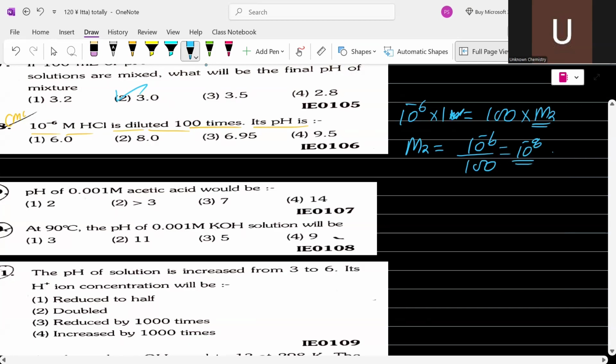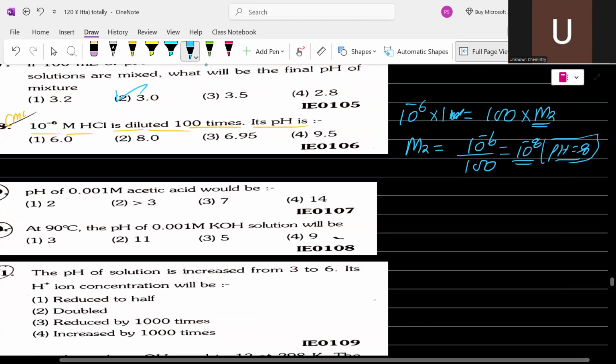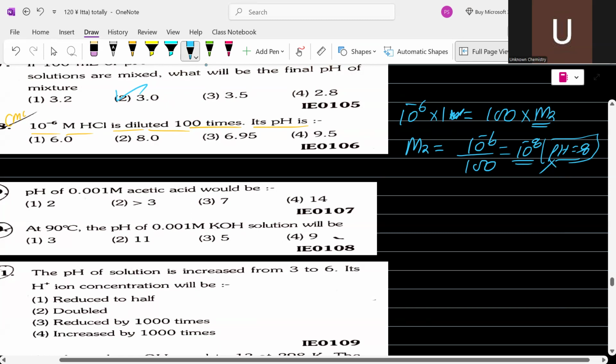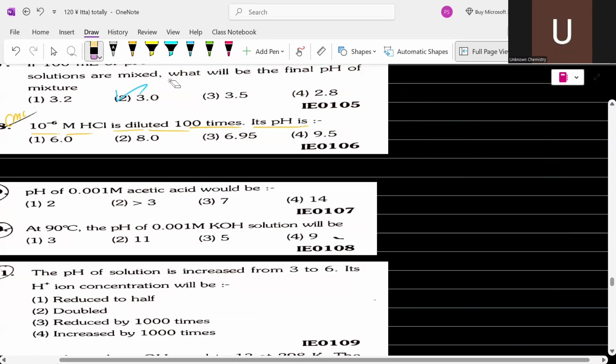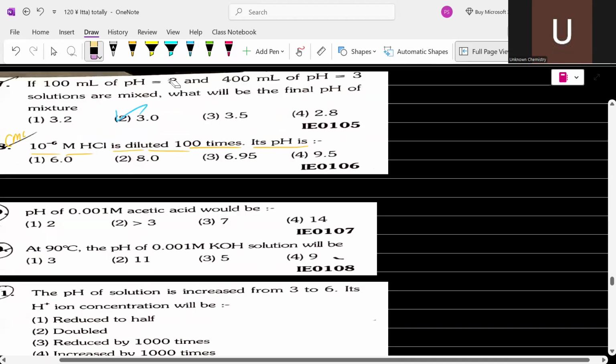And the pH of the solution will come 8, which is not possible. Please understand this concept. So pH of this solution cannot be 8. This is an important concept. Why? Because pH 8 is basic. So how to solve this question? To solve this question, there is a concept which we have to understand, that when we have H plus ion concentration 10 is to power minus 6.